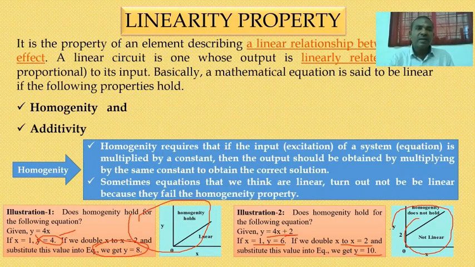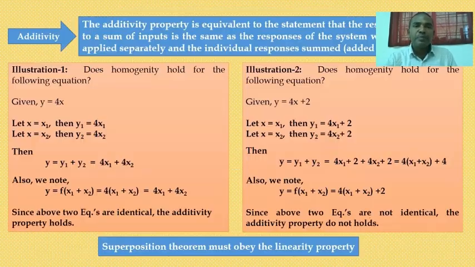So next, coming to the additivity property. The statement itself says that the overall response must be equal to the algebraic sum of the responses when one source is acting at a time. Yes or no? So that is the additivity property. To understand that, I am going for a simple example.